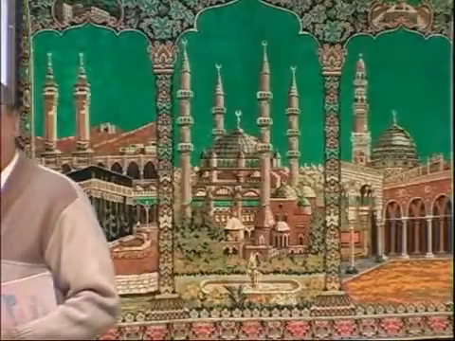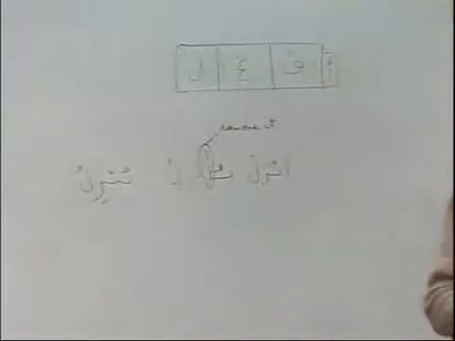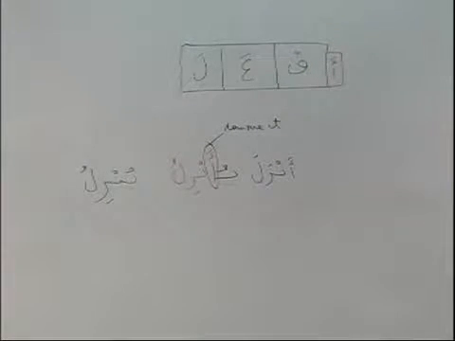So, nazala yanzilu, anzala yunzilu. Got the idea? Now the amar. The amar is formed from the original form of the mudariya and not from the existing form. What is the original form of mudariya? Yu'anzilu. And what is the existing form? Yunzilu. So, how do you form amar? From the original one. So, how will you form the amar? You will just drop the mudariya.